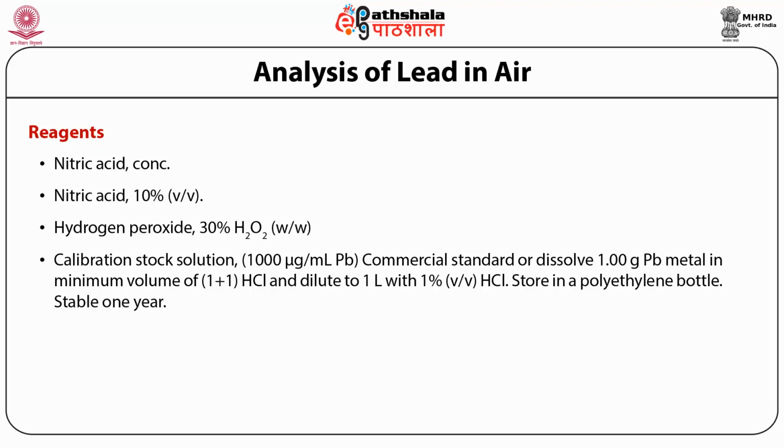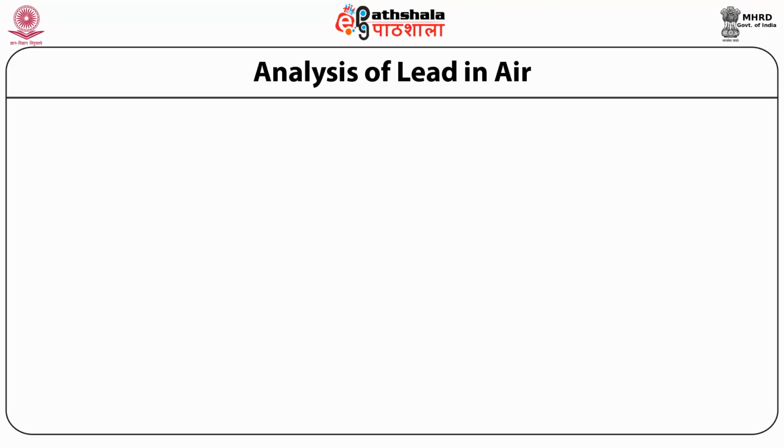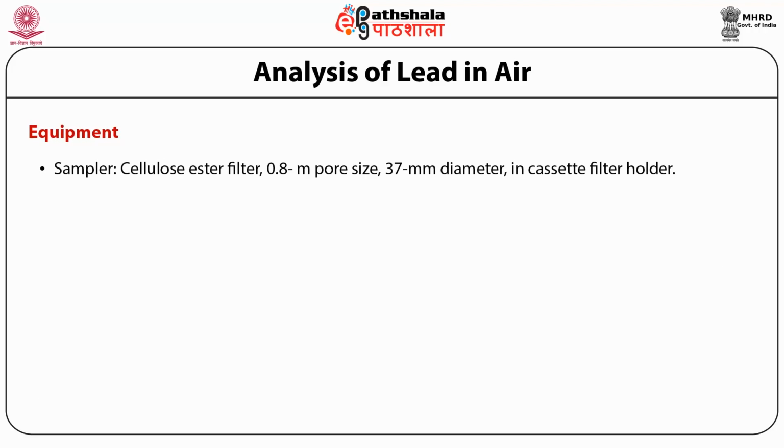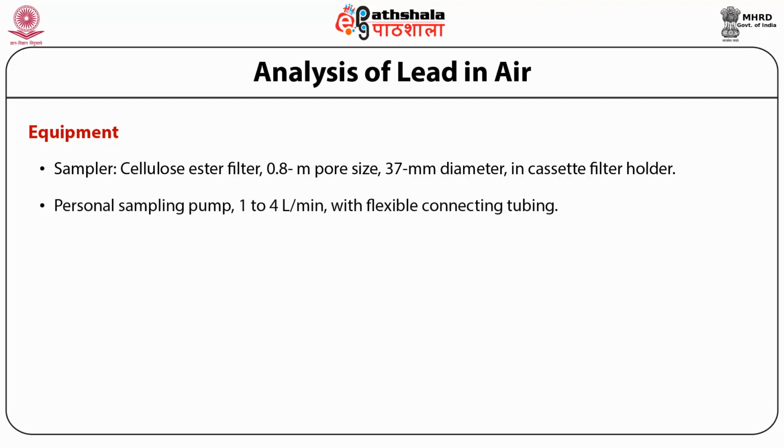The sample used is air, compressed and filtered. Acetylene is used, and distilled or deionized water is required. The equipment used includes a sampler for collection of the air sample, a cellulose ester filter of 0.8 micron pore size, 37 millimeter diameter in a cassette filter holder, and a personal sampling pump of 1 to 4 liters per minute with flexible connecting tubing.